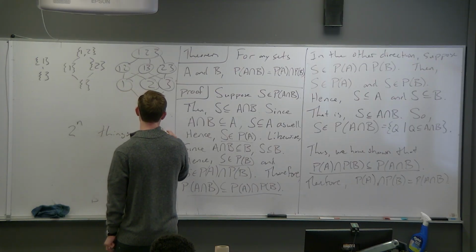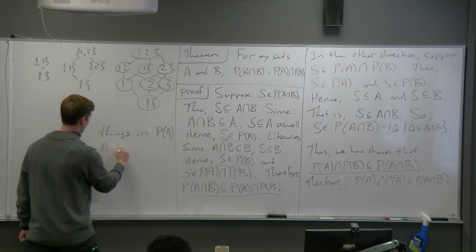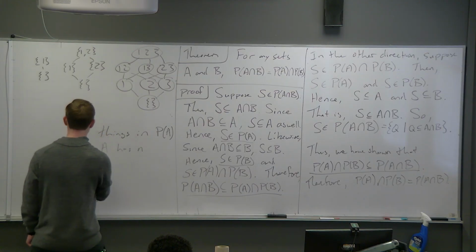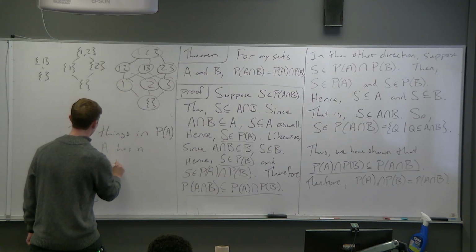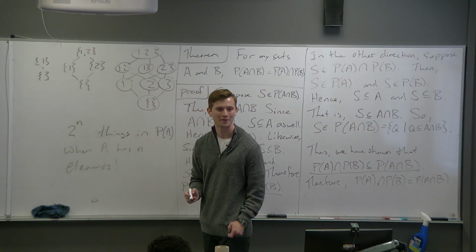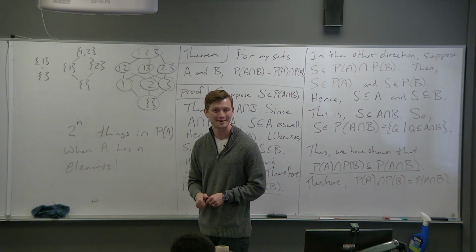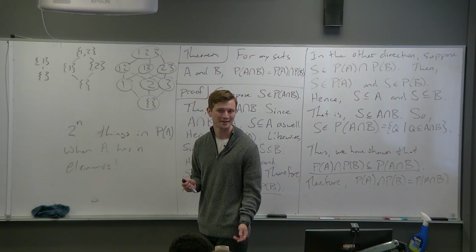in the power set of A when A has n elements. I think these diagrams make it kind of clear how that happens. You're just doubling the number of things every time. Kind of nice, yeah? Okay, fun.